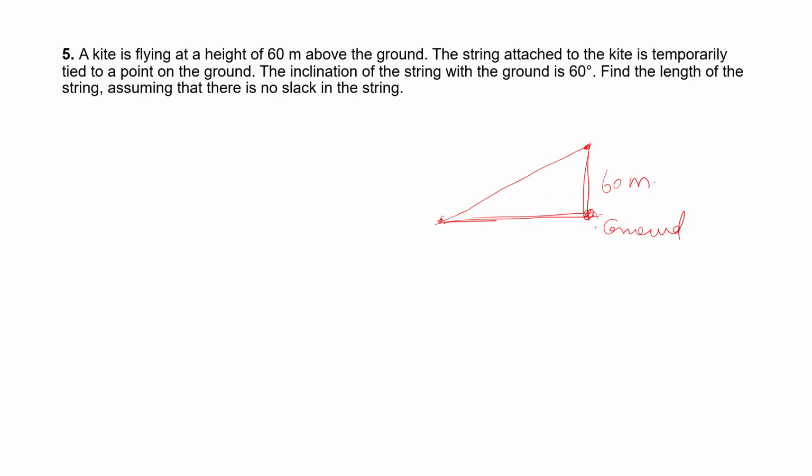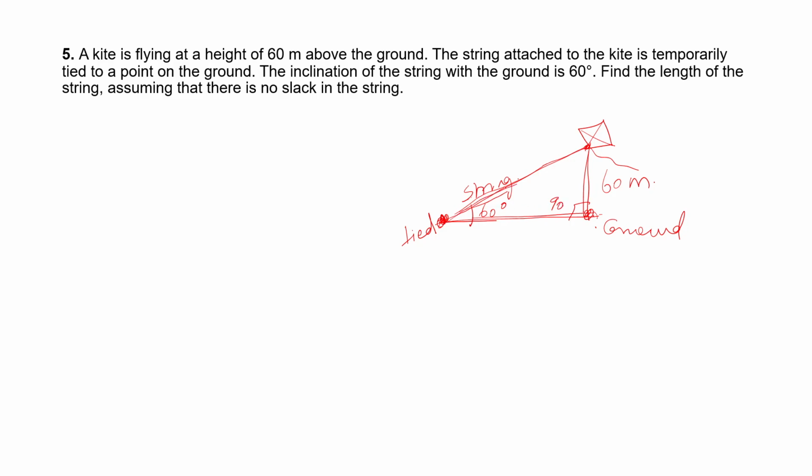The string attached to the kite, I'll draw a kite here so that you can understand further. This is the string, and it is temporarily tied to a point on the ground. This is the point where it is tied. The inclination of the string with the ground is 60 degree. This is 90 degree. Find the length of the string.